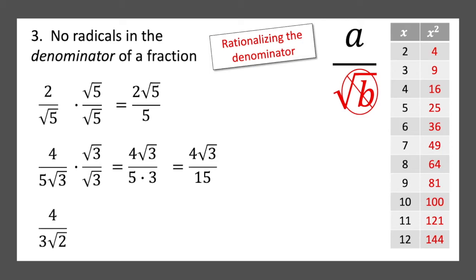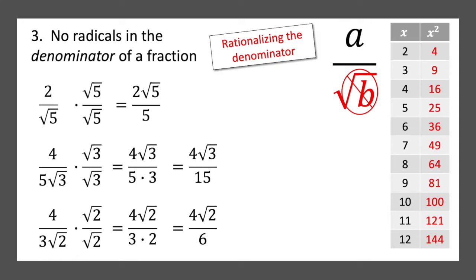4 divided by 3 times the square root of 2. Again, the square root of 2 can't be there, so we'll multiply the top and the bottom by the square root of 2. Square root of 2 times the square root of 2 is 2, so the bottom is 3 times 2. And the top is 4 times the square root of 2. So we have 4 times the square root of 2 over 6.